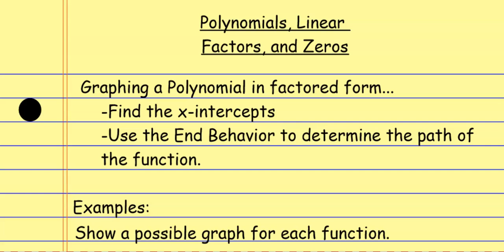So for graphing a polynomial in factored form, all we're going to do is find the x-intercepts and then use the end behavior to determine the path of the function, okay? And you'll see what I mean in a moment. Once we have the x-intercepts graphed, there's really only maybe two options for the path of the function. And as soon as I know the end behavior, I'll know which one it has to be, all right?